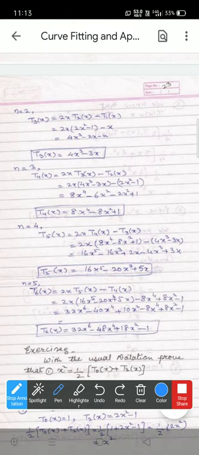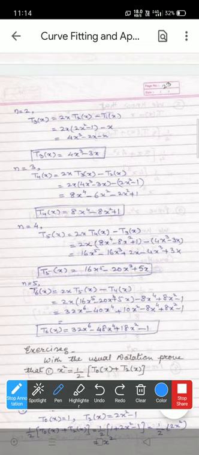If n is equal to 2 in this recurrence relation, we get T3(x) is equal to 2x T2(x) minus T1(x), 2x as it is. But T2(x) is equal to 2x square minus 1, minus x. So multiplying 2x into the bracket, we get 4x cube minus 2x minus x, that is 4x cube minus 3x.